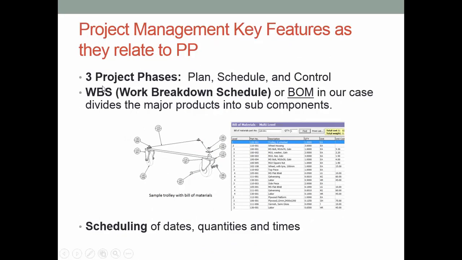Well, the most important things to understand about the production planning chapter is that there are three project phases in play. There's planning, scheduling, and controlling, and of course we deal with all three.